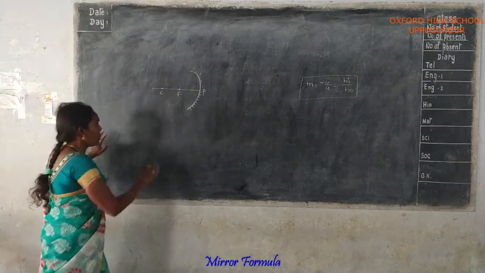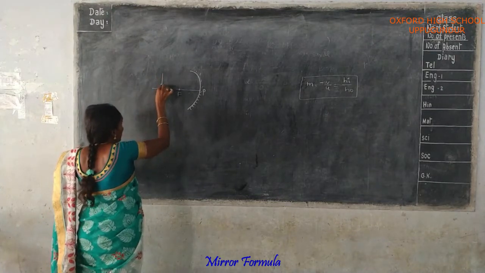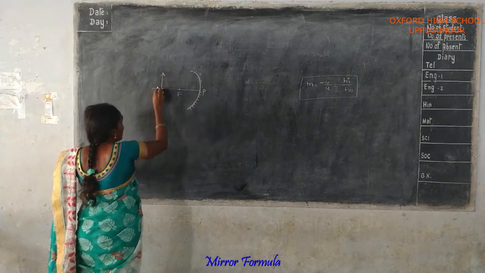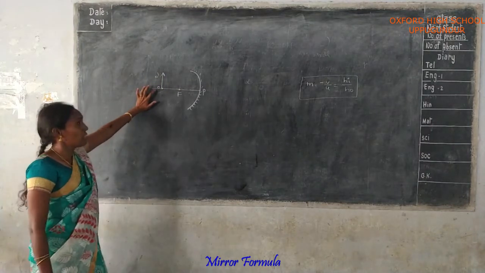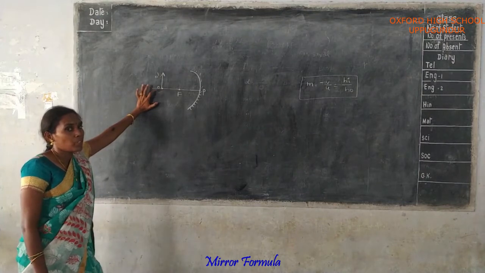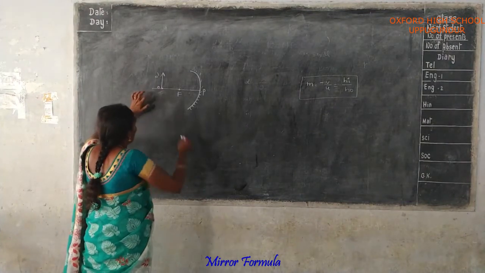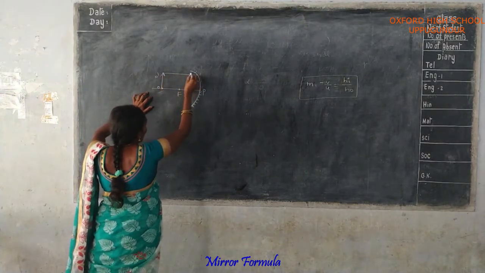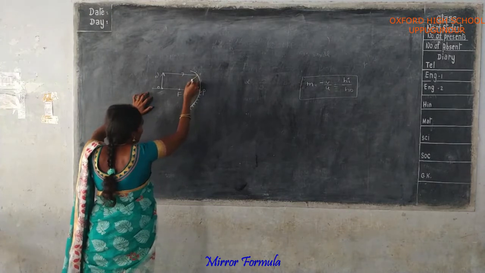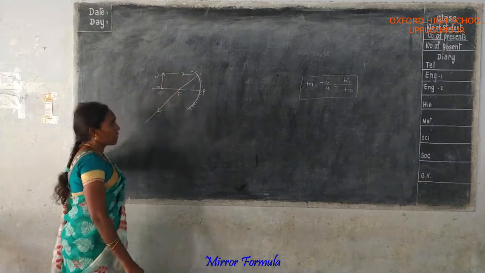Here, for example, this is the object, represented by O dash, and O dash represents the object height. The first light ray coming from the object is incident on the concave surface. After reflection it passes through the focus. This is the incident ray and this is the reflected ray.